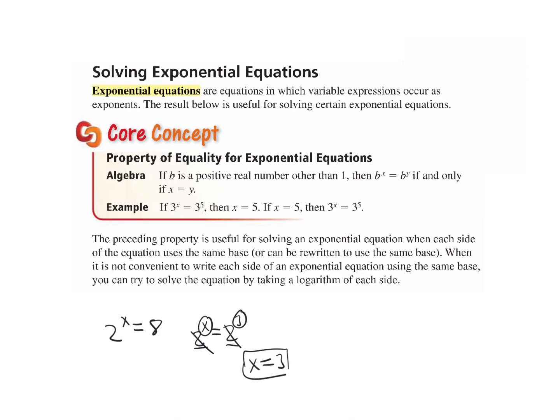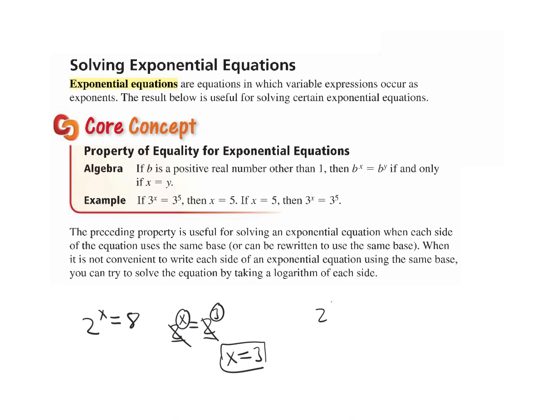All right. But let's say I had something like 2 to the x equals 10. All right. There's no way to get 10 to have a base of 2. All right. So we're going to need to solve this a different way. Now, what you see in this little paragraph right here, this last sentence right here, is how we're going to solve these kinds of problems.